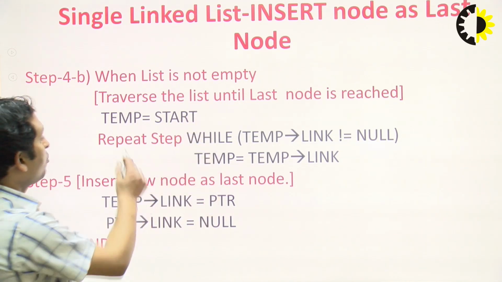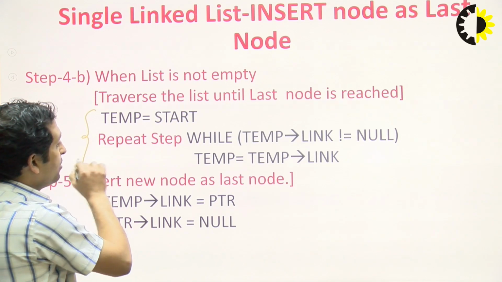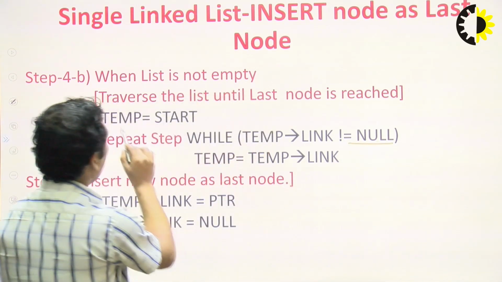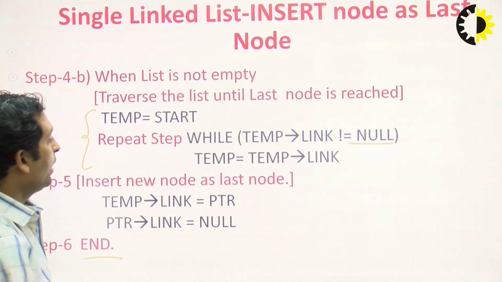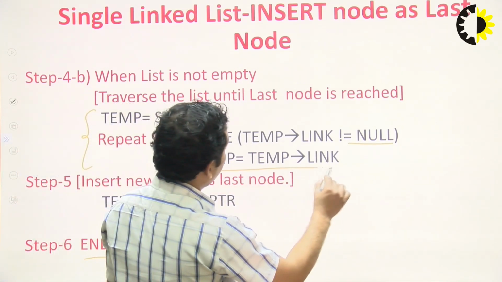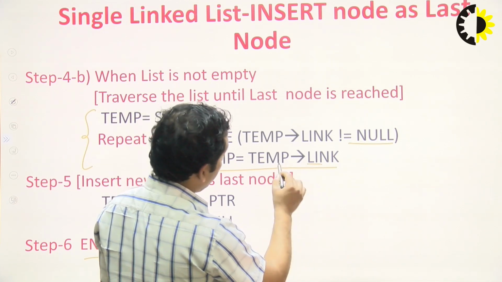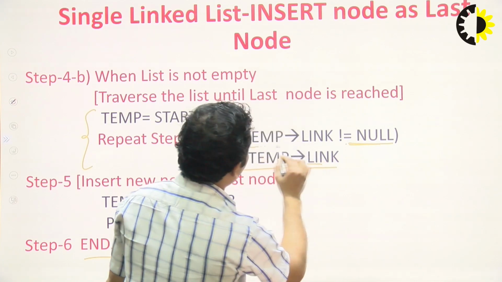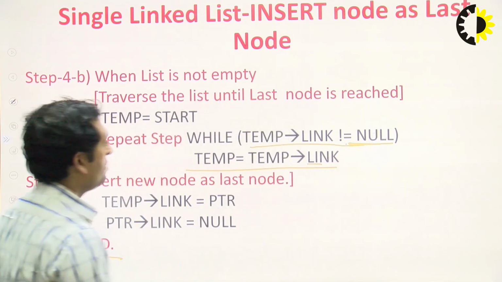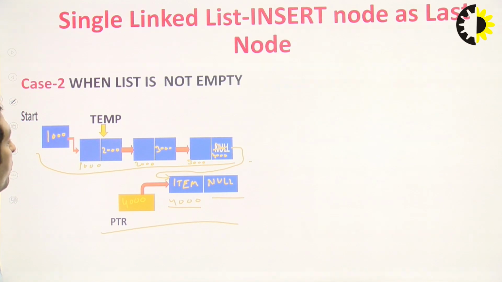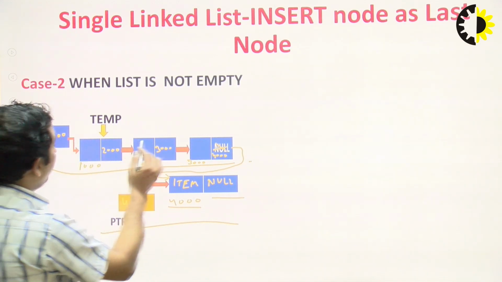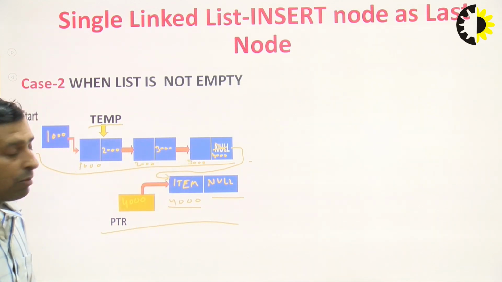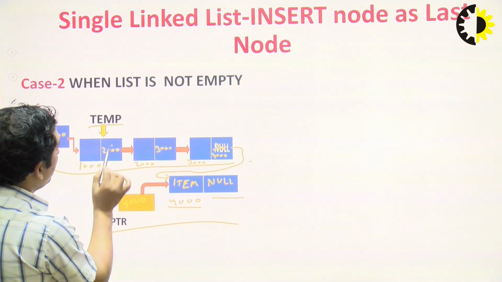How to traverse? We have seen the traverse mechanism before, with the help of this particular null. Temp equal start, and we are updating the temp with the link part of the current temp, till the link part, temp link part, not equal to null. We can update the temp until the next part of the temp is not equal to null.